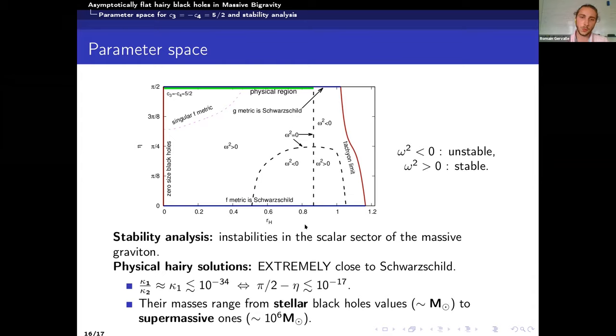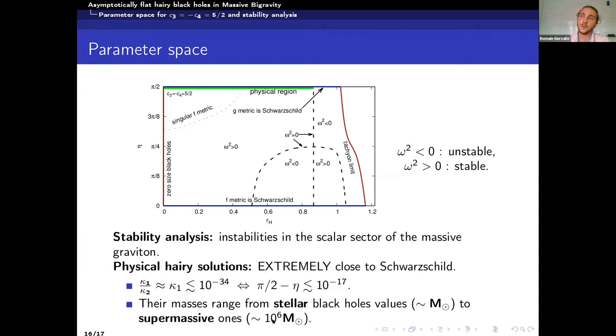So now, to determine what the physical regions are. First we choose the hierarchy between the two couplings, so eta is very close to pi over 2. And then we want our black holes to be stable, so we stop at the GL point. We consider this physical region, this thick green line, which is below the GL point. And we have computed the dimensionful mass for these hairy black holes. Their mass can range from stellar black hole values, so some solar masses, to supermassive black hole values of order 10 to the 6 solar masses.